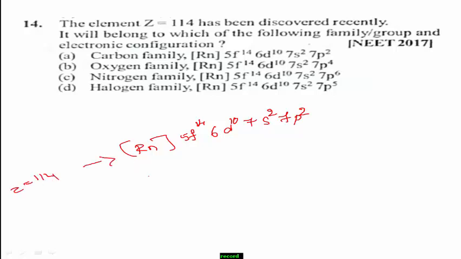The element with atomic number 114 will belong to the carbon family and its electronic configuration is radon 5f14 6d10 7s2 7p2. It belongs to the 7th period and 14th group. Hence, the correct option is carbon family, meaning option A is the right answer.